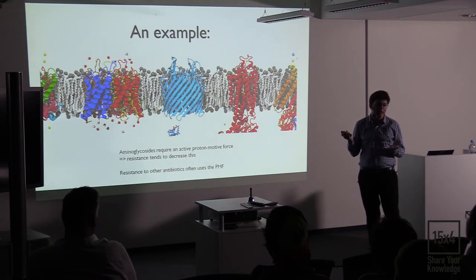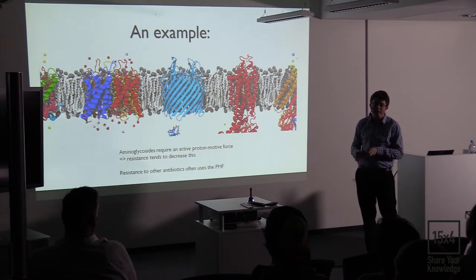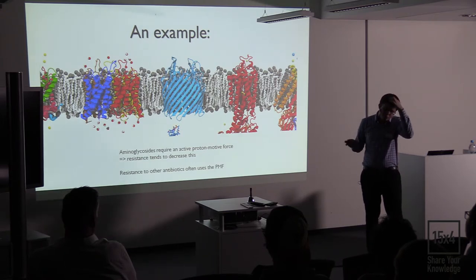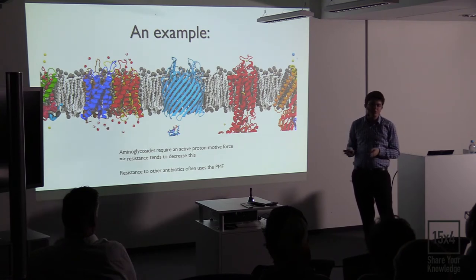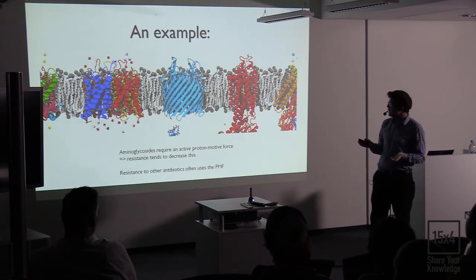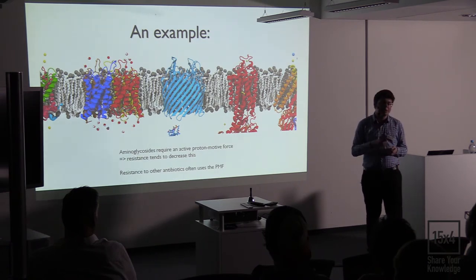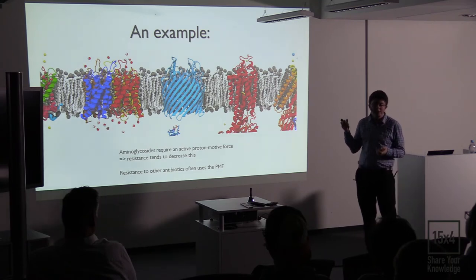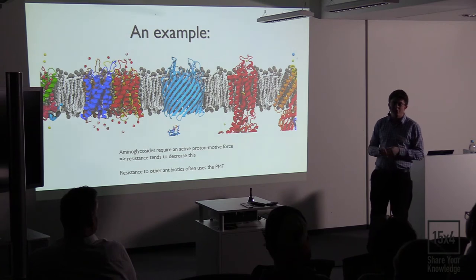The streptomycin requires this difference, and it gets pumped across the membrane. So it gets pumped from outside to inside using this proton motive force. So resistance to this antibiotic tends to happen by reducing the proton motive force. That's fine, but for most other antibiotics, resistance actually occurs by pumping things outside the cell. So different drugs, like penicillins, can be pumped out with the use of the proton motive force.